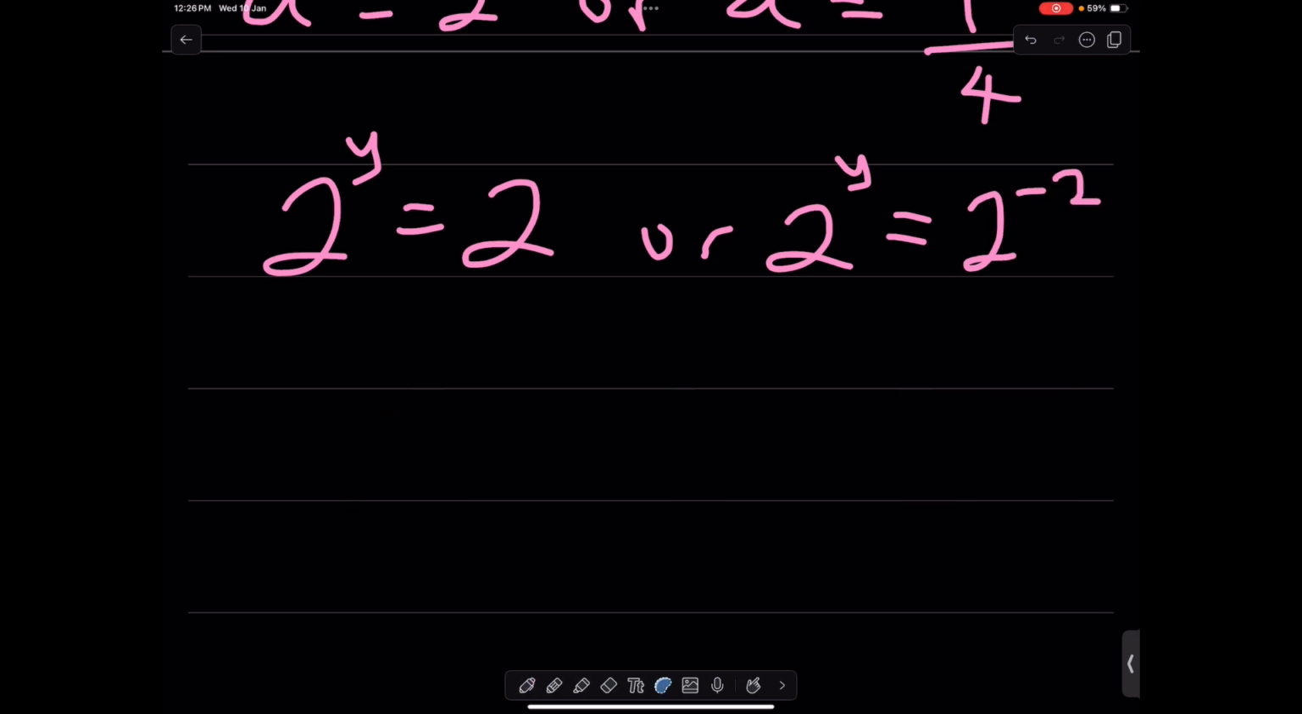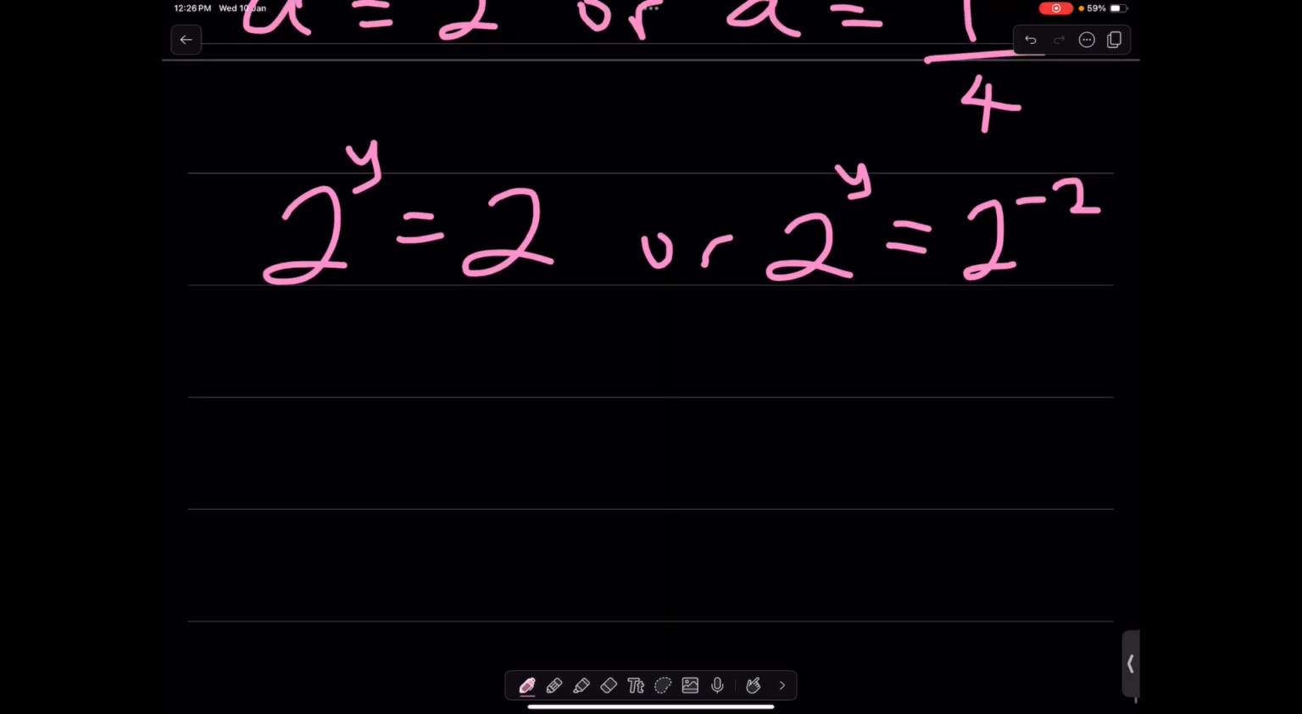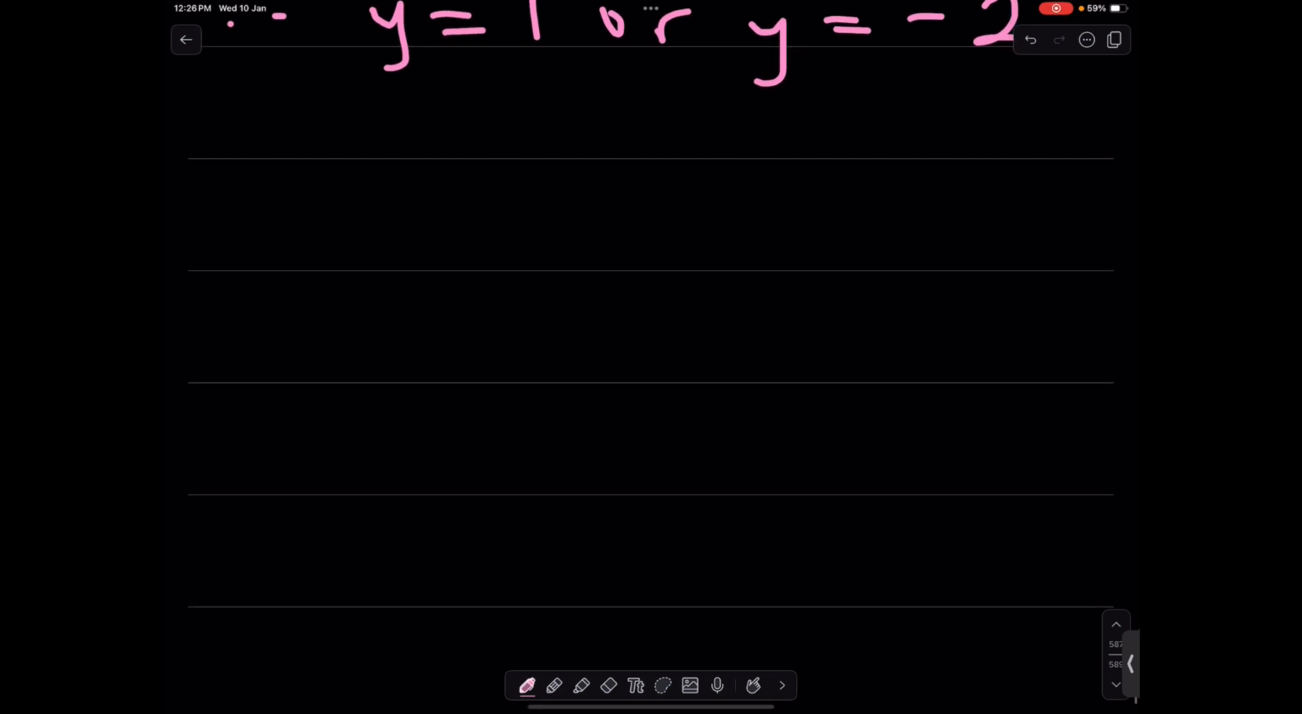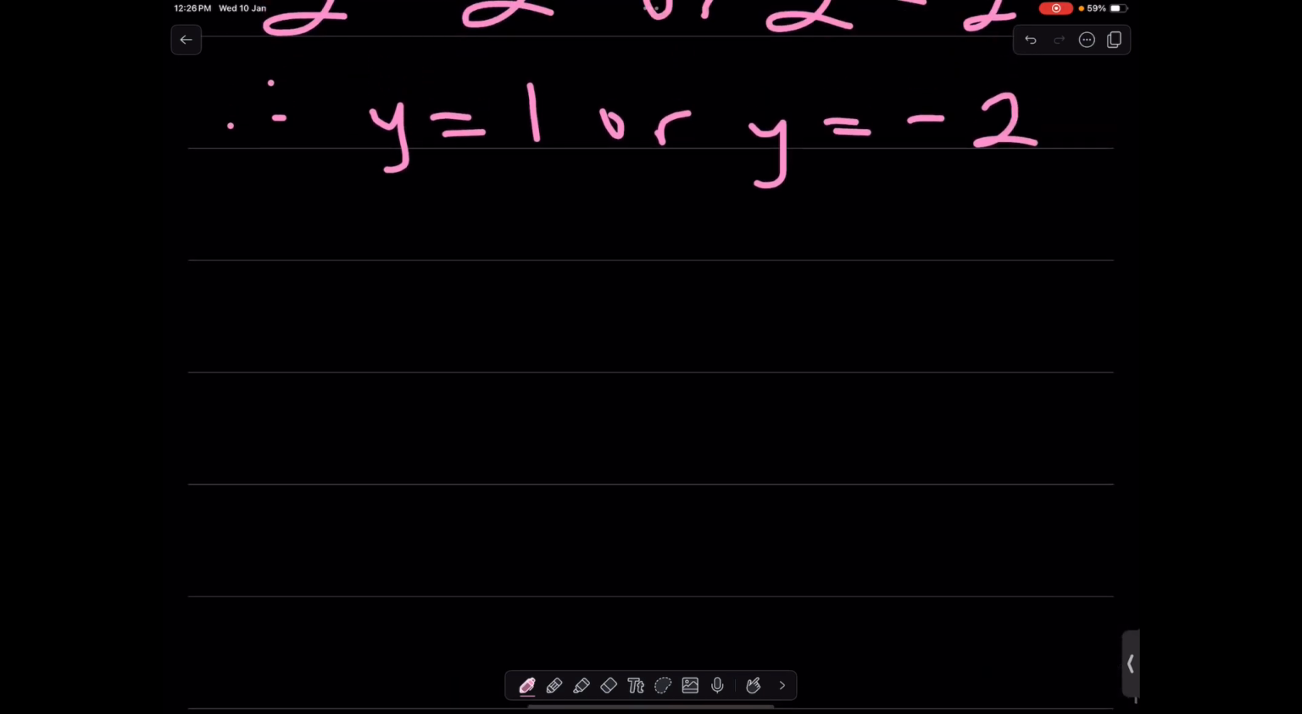And then, yeah, so what does that mean? 2 is the same as 2 raised to power 1. So that therefore means y equals 1 or y equals minus 2. Straight we go to the next, which is from year 2014.